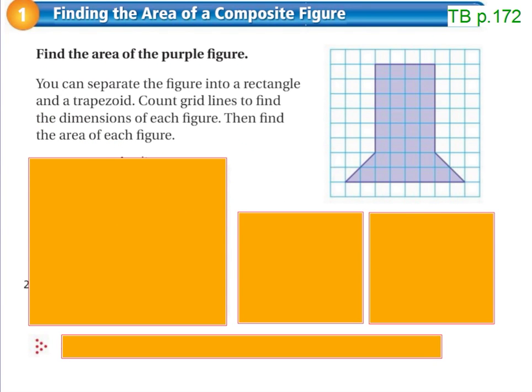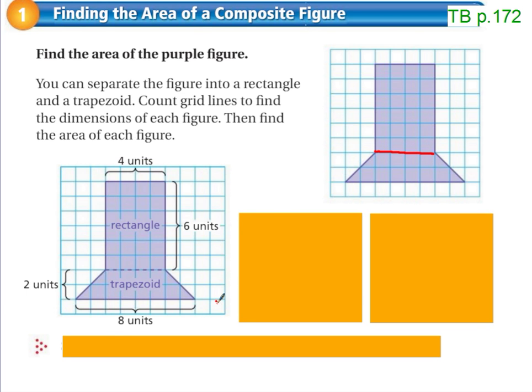Okay, sometimes those composite shapes might be on grid paper. So here's an example of a problem. It says find the area of the purple figure. Well, once again, we can start by breaking this shape up into two that we recognize. If I drew a line across, you'll see we have a rectangle and a trapezoid. Okay, once you have each individual figure, you can find the area of each individual piece.